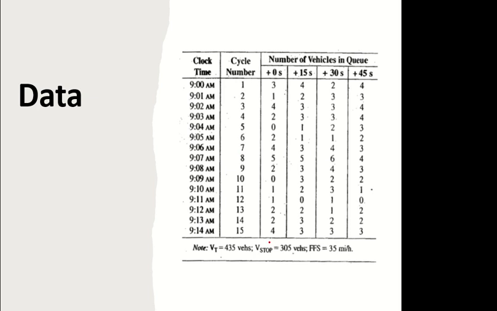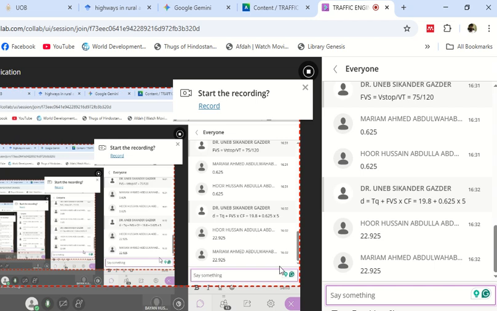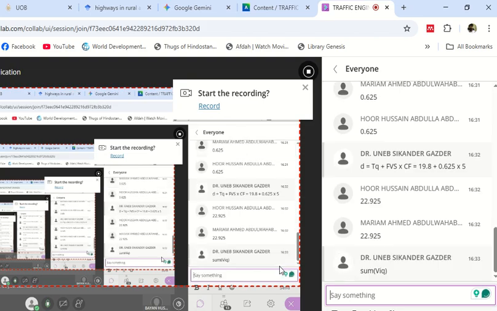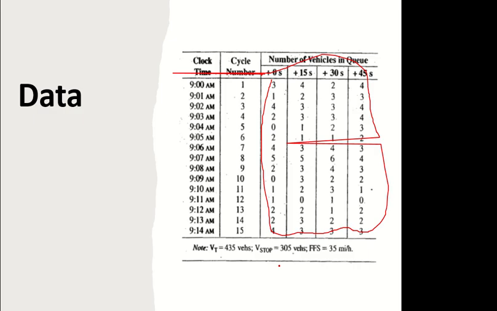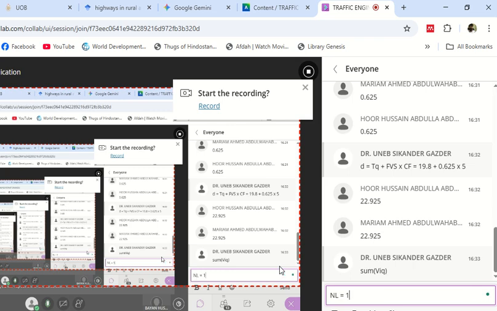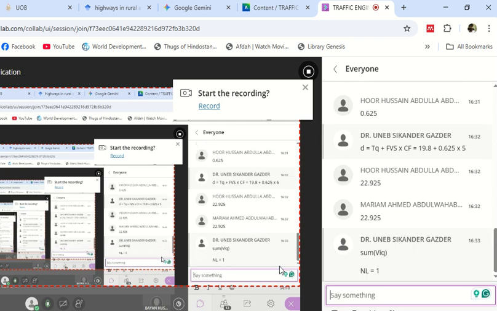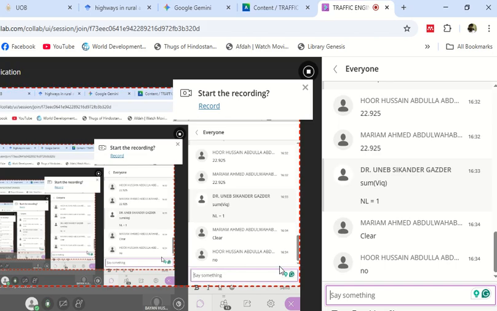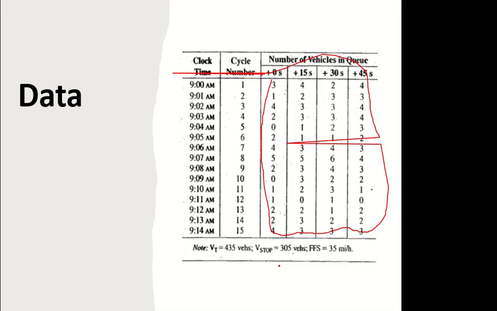First of all, you will calculate the summation. It's not given here as in the last example, where they already did the summation for you. The first thing you will do is the summation of these things. So that will be your summation of VIQ. And then you will repeat the entire calculation which we have done, but the number of lanes in this case is 1. Any problems, any questions? So I leave it up to you. You need to try it yourself.